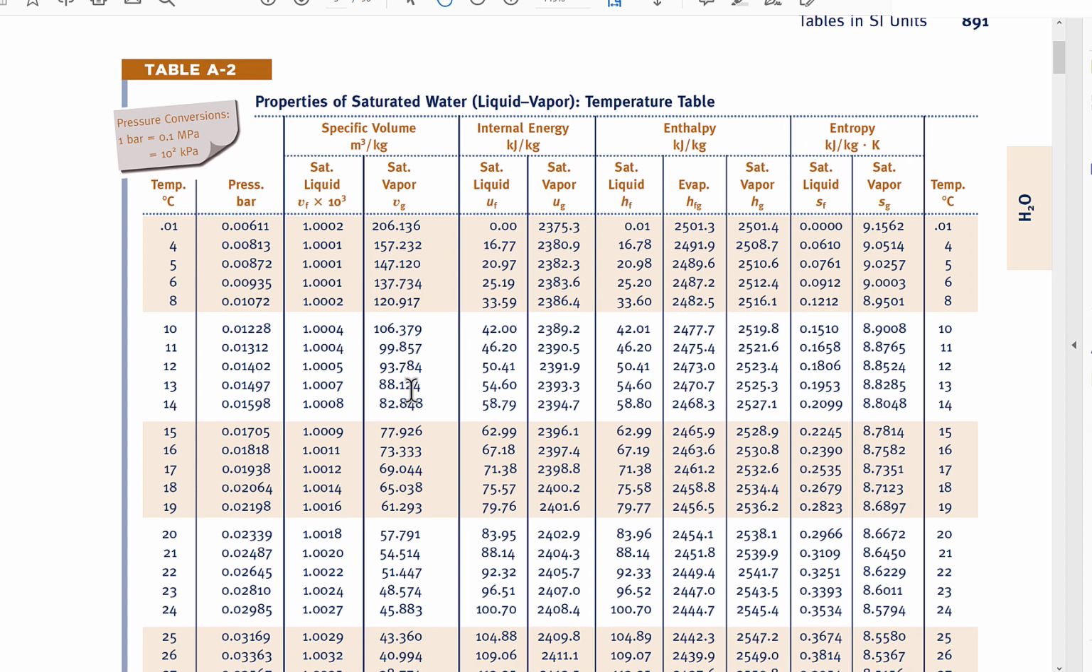Oftentimes we'll need to do interpolations to find values in between what the tables provide. So you will need to get comfortable using the property tables to solve thermodynamic problems. And you can also find the property tables in English units.